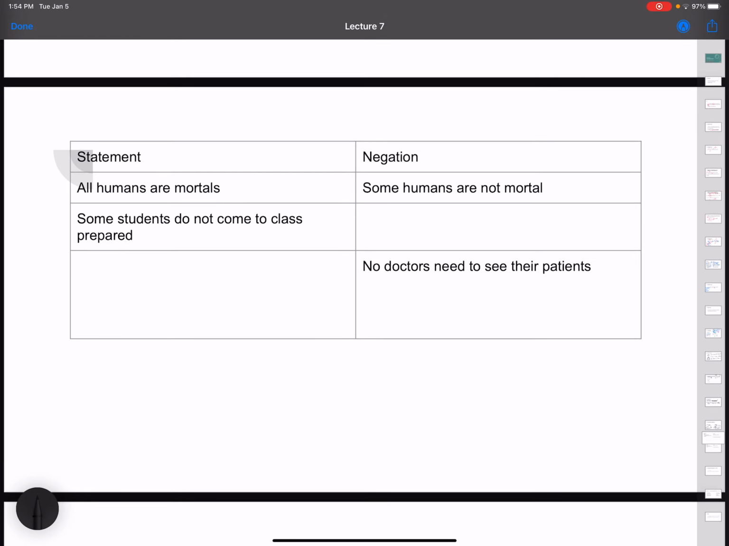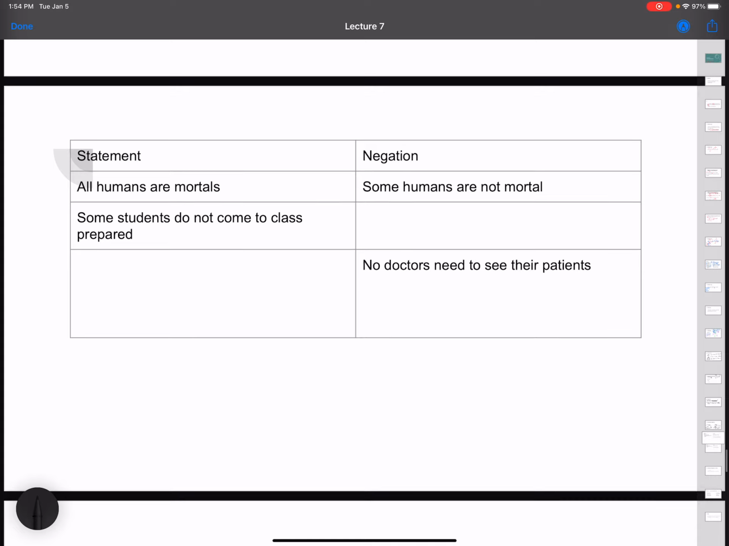Now, once again, take a minute and see if you can fill out this table. The statement is all humans are mortal. The negation is some humans are not mortal. The statement is some students do not come to class prepared. The negation would be all students come to class prepared.